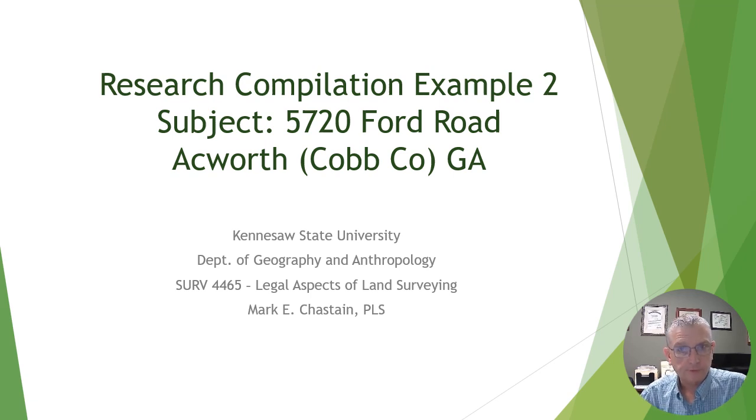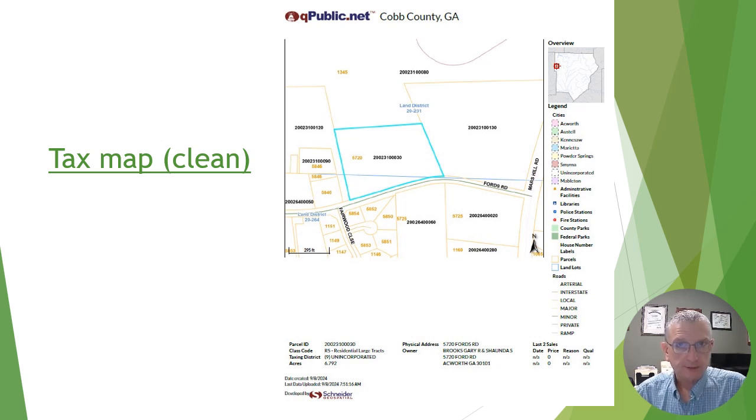This lecture will cover a second example on research compilation. Our subject, 5720 Ford Road, Ackworth, Georgia, Cobb County. Again, this is a random parcel chosen from the public records. No attempt has been made to contact or embarrass these people. This is information that can be found by anyone with no special privileges, etc. But this is a good example.